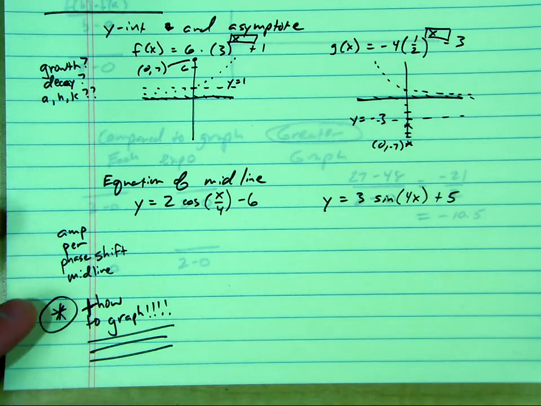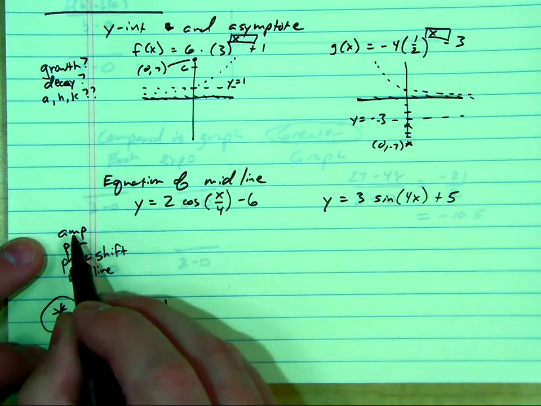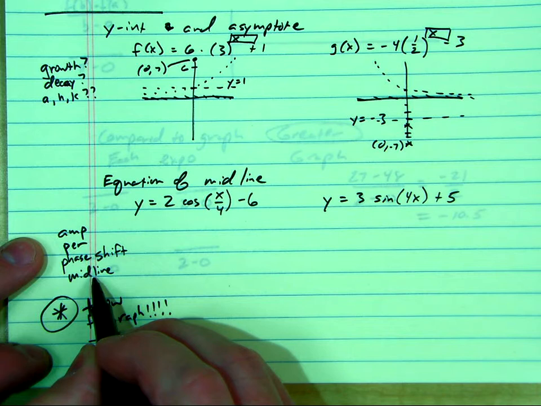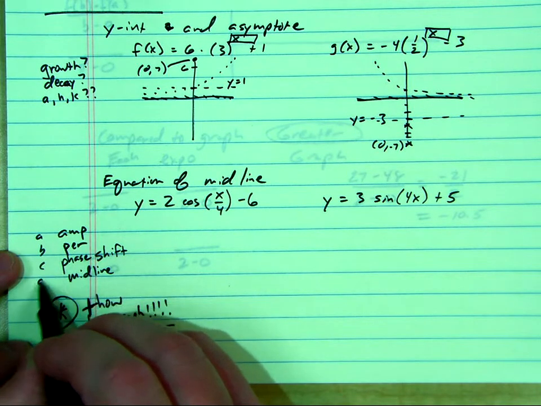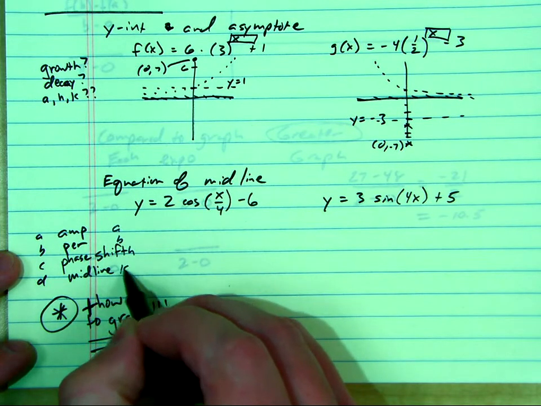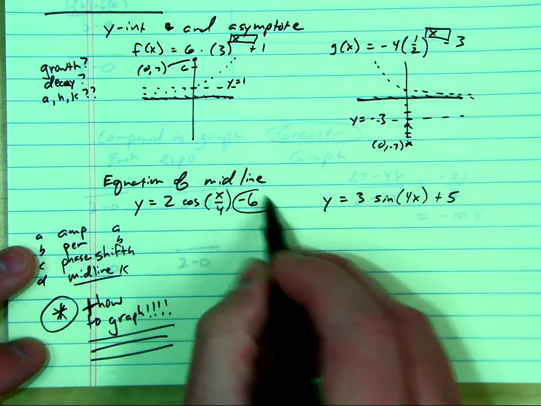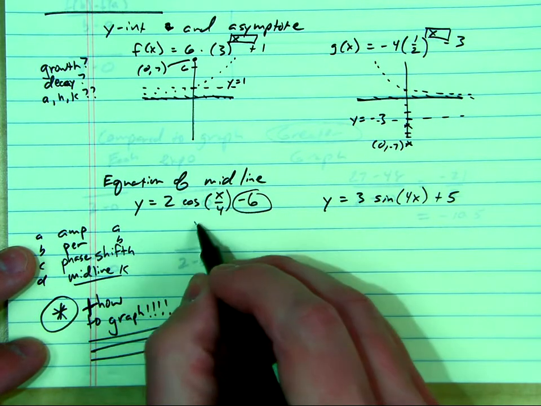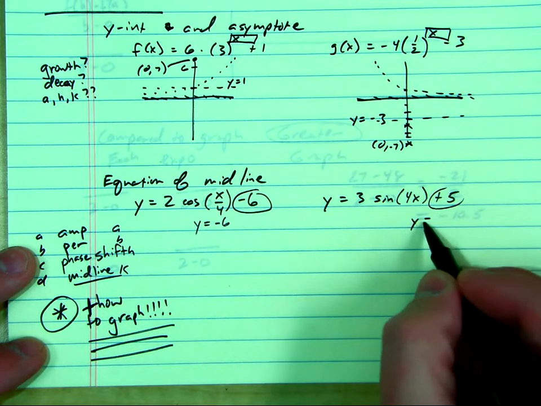Okay, what about the equation of the midline of this cosine and sine function here? So remember, for sine and cosine, you have to figure out amplitude, period, phase shift, and midline. So in some books, it's listed as A, B, C, and D. We've been talking about it as A, B, H, and K all year long. So the midline is the K. So the equation of the midline is just the horizontal line, y equals -6. And for this one, it's y equals 5.